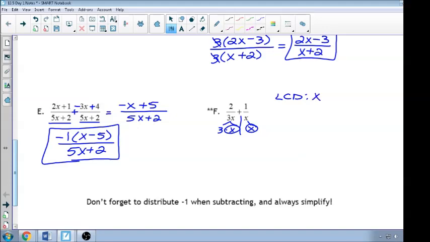Now, anything that's left over, I need to underline. So this 3 is left over. I'm going to write anything that I underline down as many times as it shows up. So this 3, I'm going to write down 1 time. So my LCD is x times 3, or 3x. Okay?